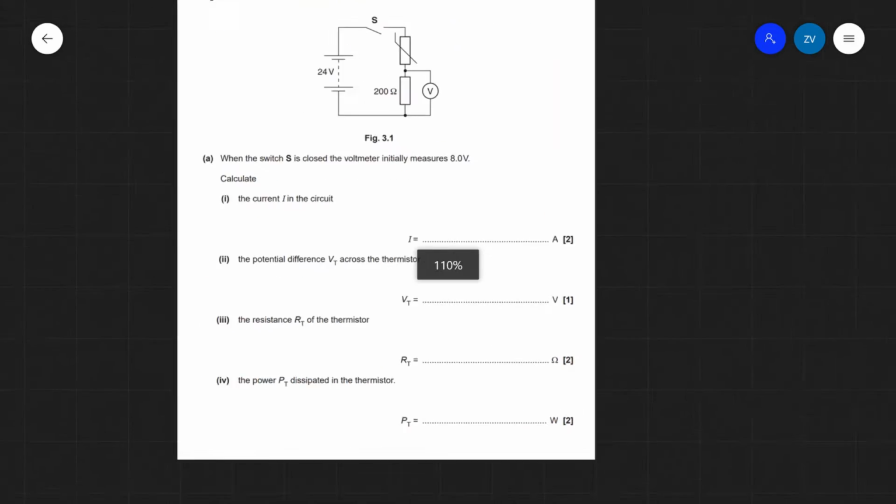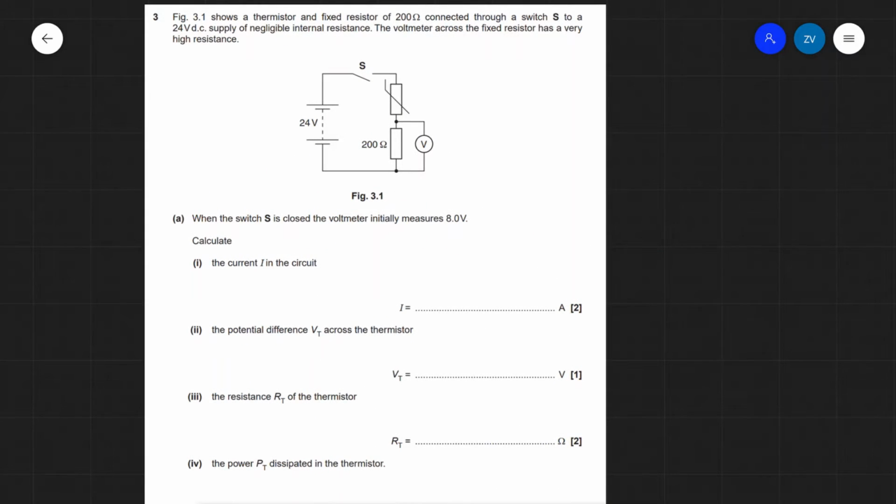Okay, well, let's have a look at this one. Figure 3.1 shows a thermistor and a fixed resistor of 200 ohms.